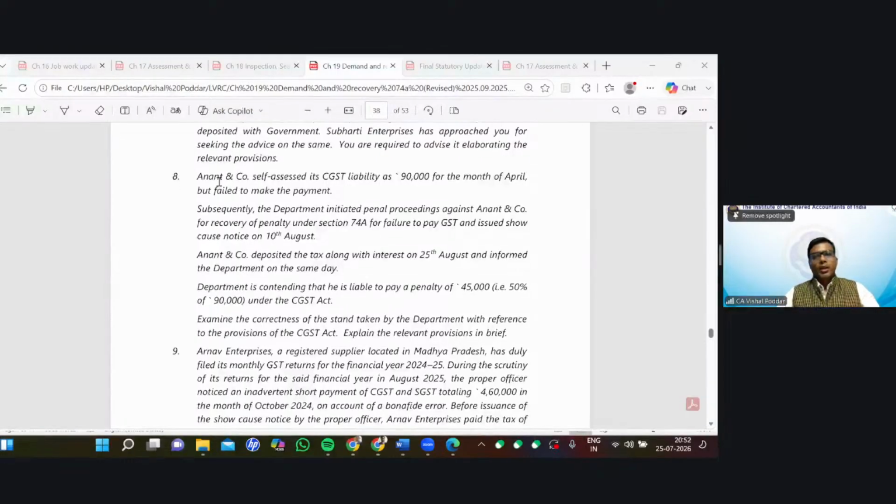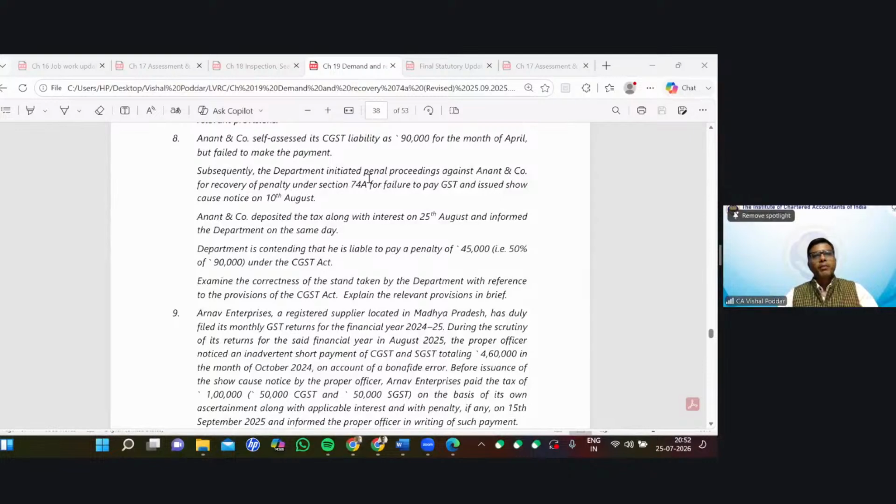Next. Anant & Co. self-assessed its CGST liability at rupees 90,000 for the month of April but failed to make the payment. Subsequently, the department initiated penal proceedings against Anant & Co. for recovery of penalty under 74A for failure to pay GST and issued show cause notice on 10th. Now here, students, what has happened? You have assessed your CGST liability at 90,000, but you have not made the payment. It means you have filed GSTR1. In GSTR1, you have showed that liability, but you have not made the payment.